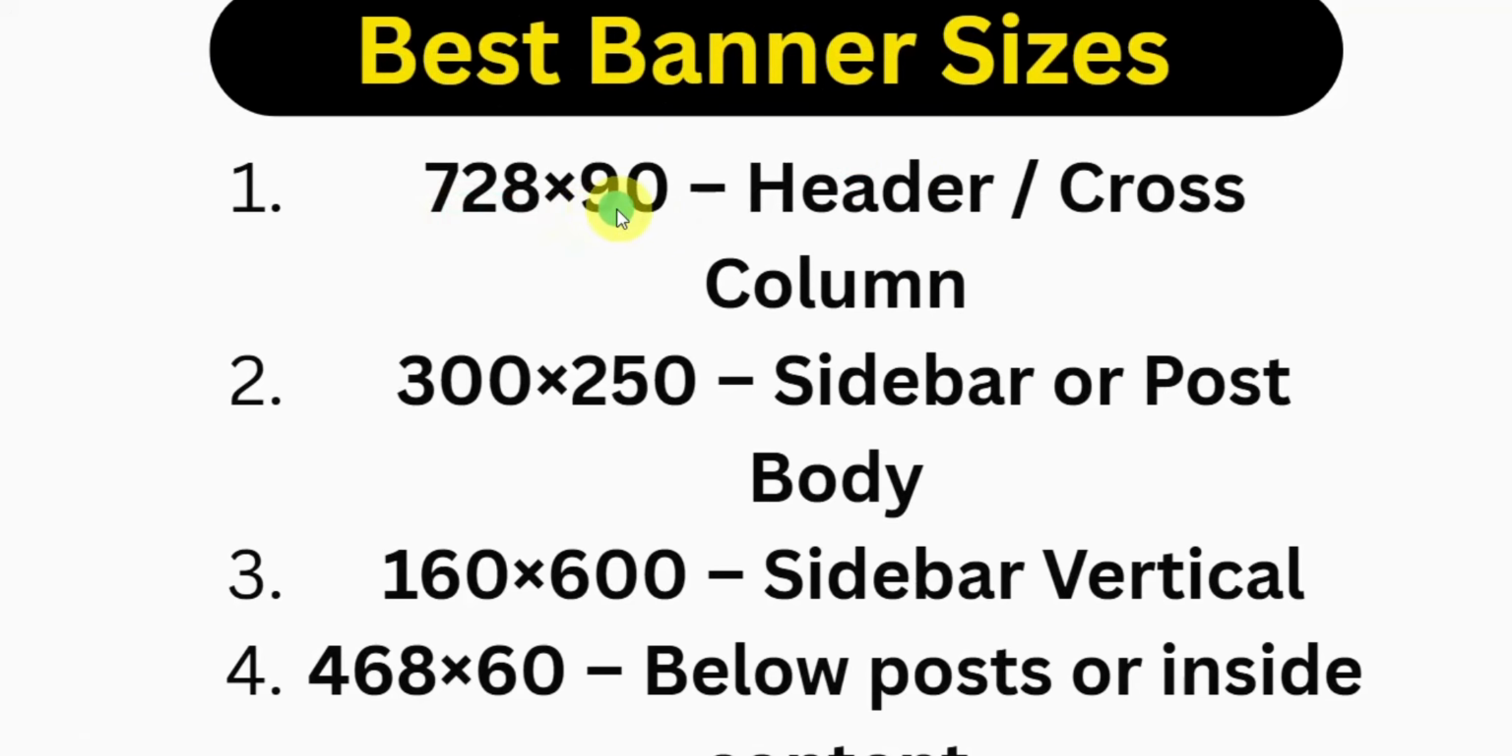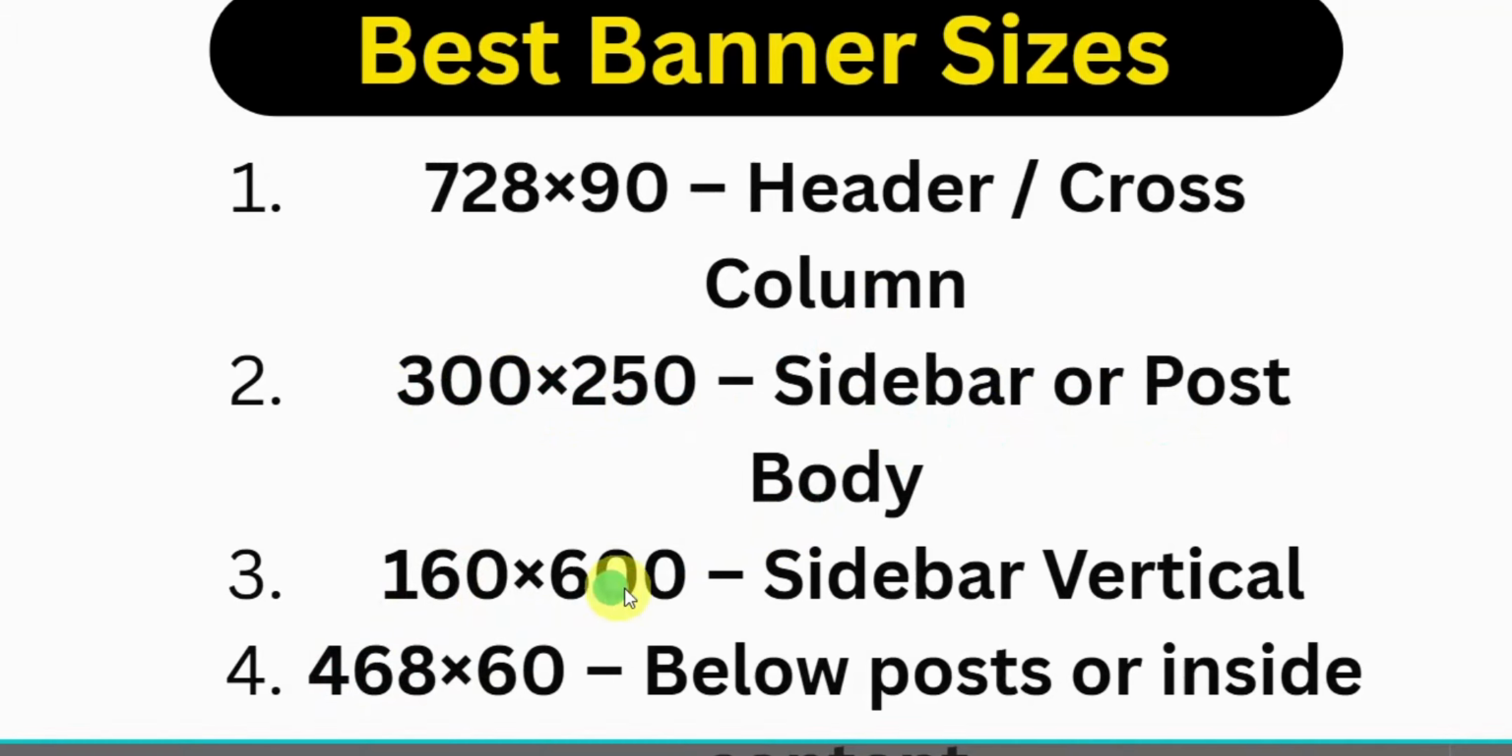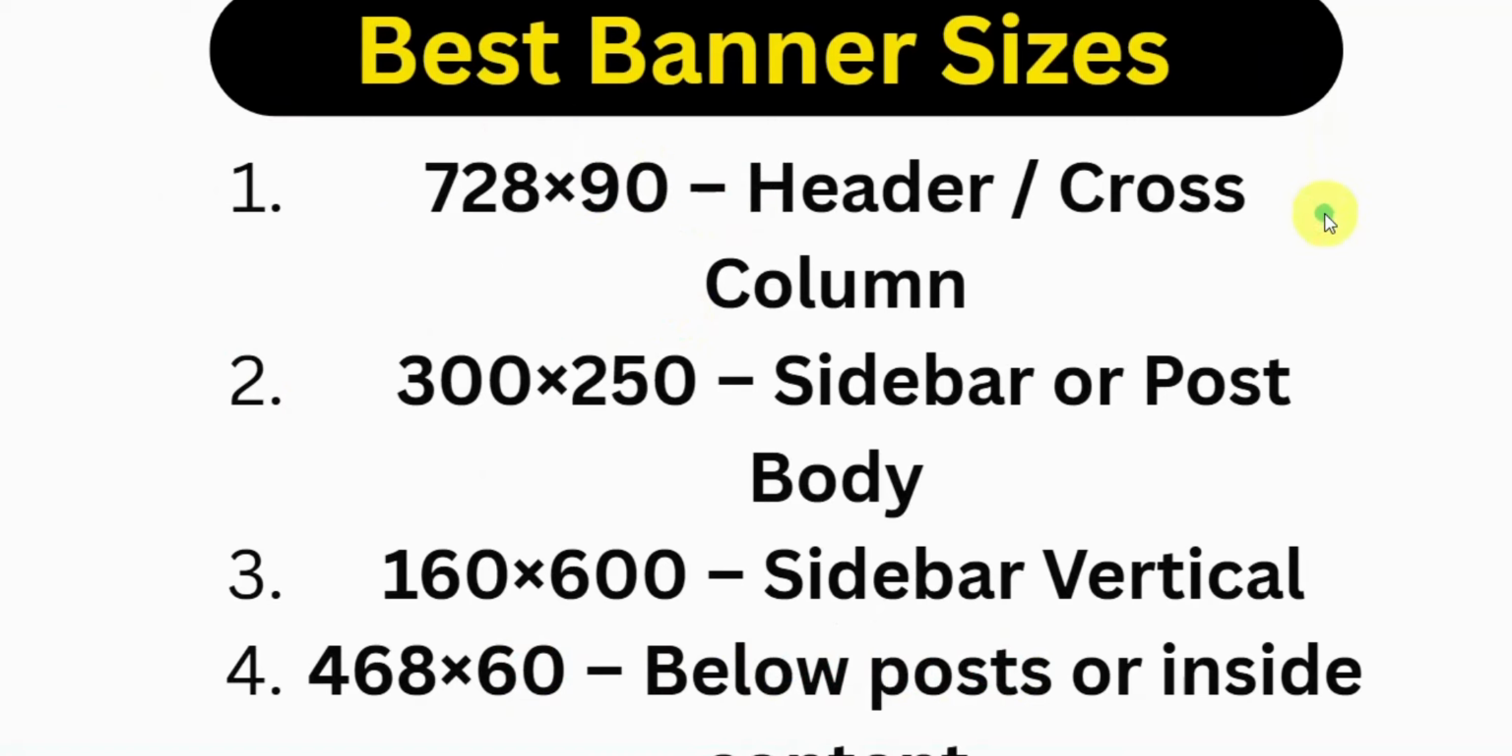We have 728 times 90, which is for header or cross column. We have 300 times 250, which is for sidebar or the post body. We have 160 times 600, which is the sidebar vertical. And we also have 468 times 60, which is below post or inside content. These are some of the best banner sizes that you can make use of.